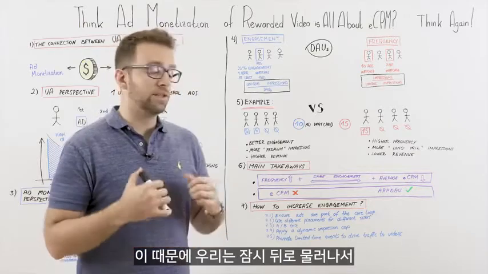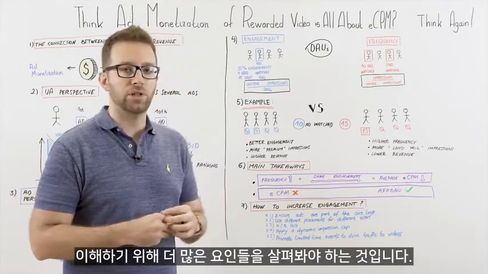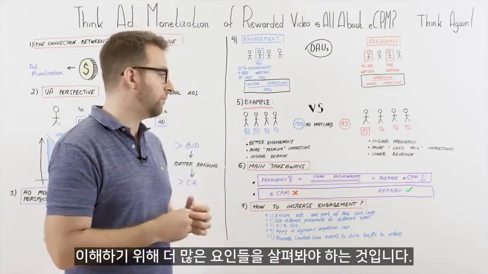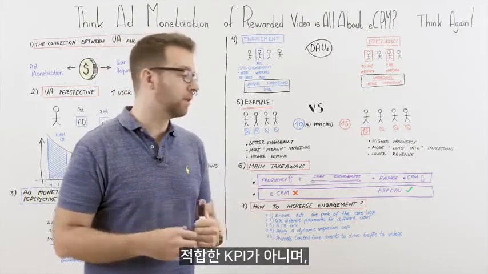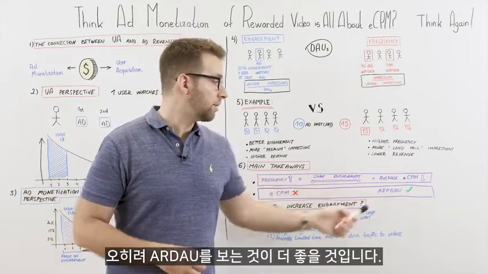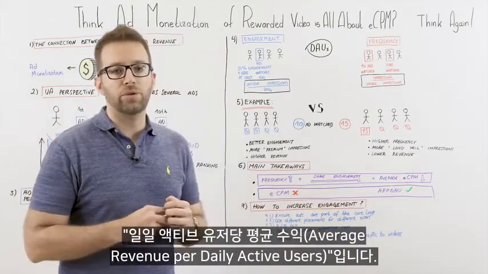That's why we have to take a step back and look at more factors to understand how to improve our performance. And eCPM is not the right KPI we want to look at. It would be better to look at ARPDAU. ARPDAU is average revenue per daily active user.